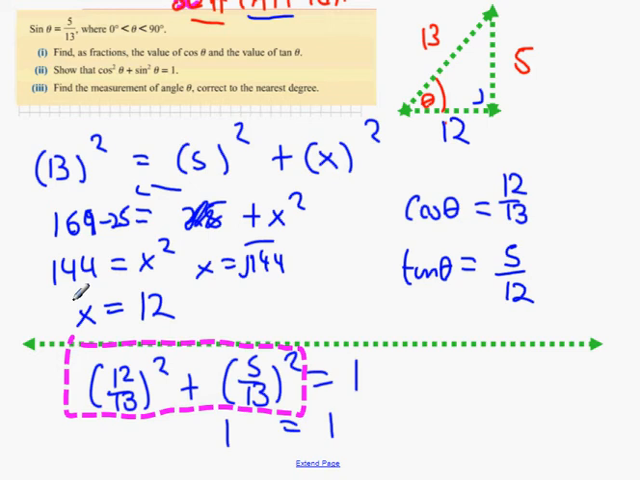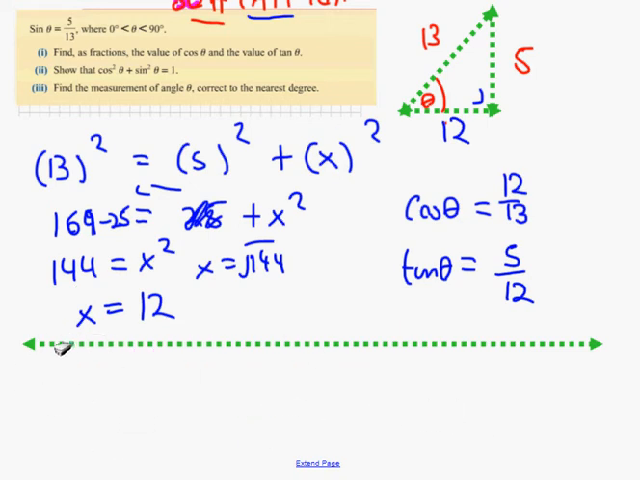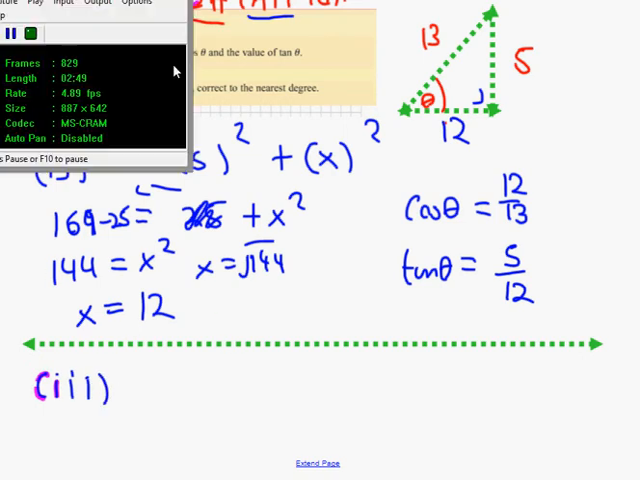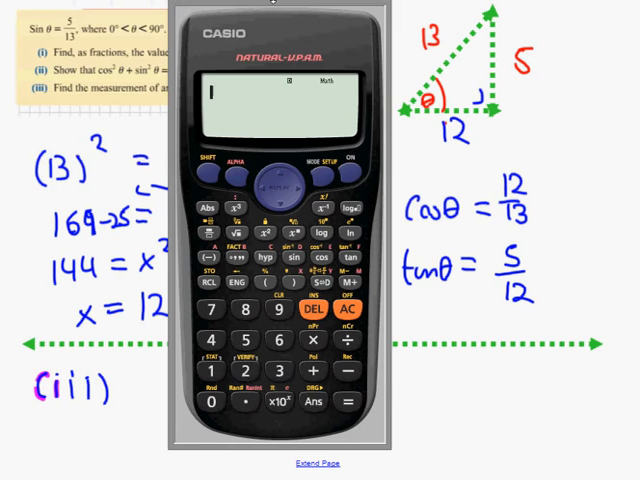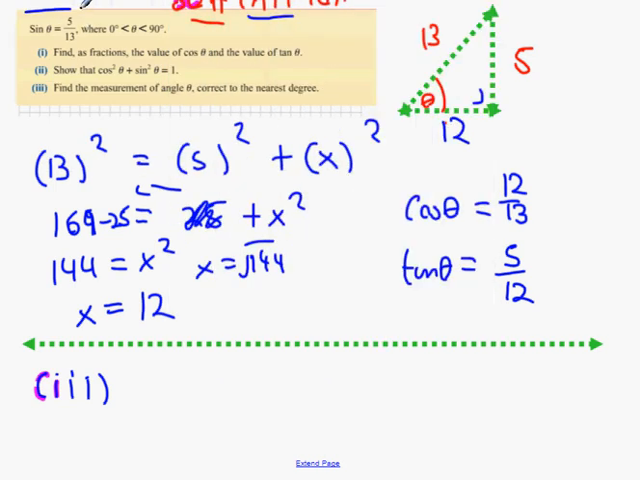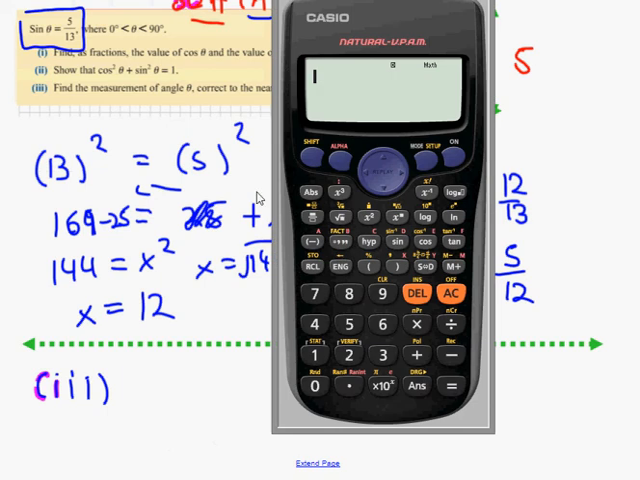Okay. Now, there's a really easy way to do this one. Anybody tell me a really easy way to do part 3? Well, you have a choice. You can do sine inverse, cos inverse, or tan inverse. You can choose sine inverse. If I use sine inverse, what do I have to sine inverse? So I could sine inverse 5 over 13, and it's 22.62, but I asked for the nearest degree, so 23.